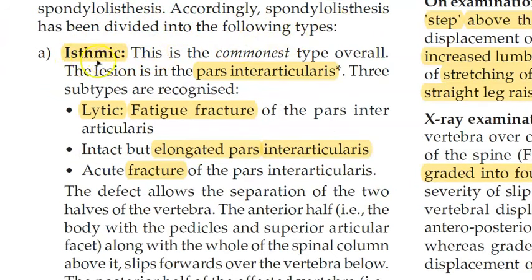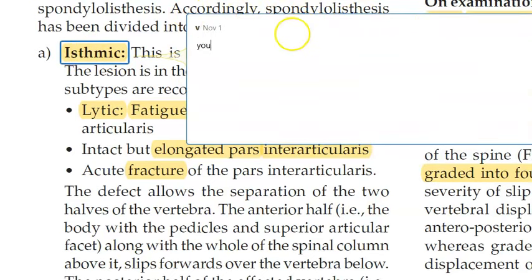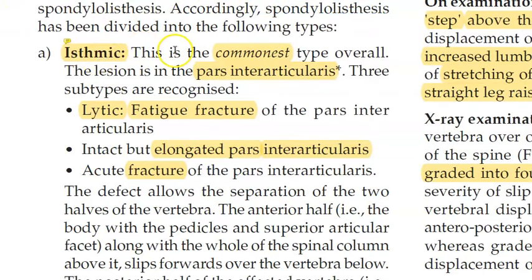You have the isthmic type, which is the commonest, and this will be in young people, remember, because this has nothing to do with degeneration. This is in the young and this is commonest. The lesion is in the pars interarticularis. So you saw that dog collar broken, it has a collar kind of a thing and it is pulled.